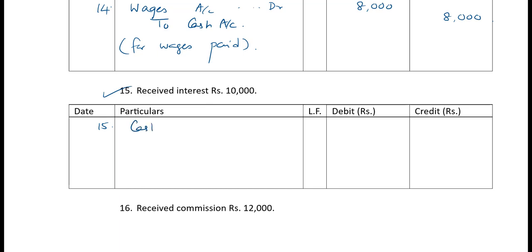So cash account is an asset account. There's an increase in asset. So we debit cash with 10,000 rupees. To interest account, the other account involved, there's an increase in revenue. So we credit interest account with 10,000 rupees for interest received is the narration.